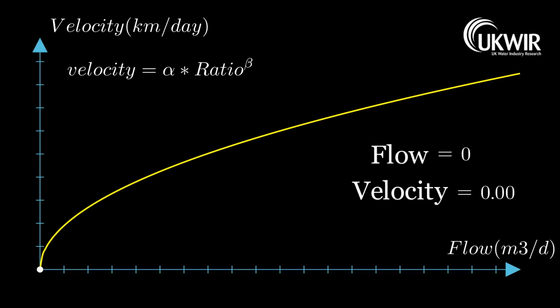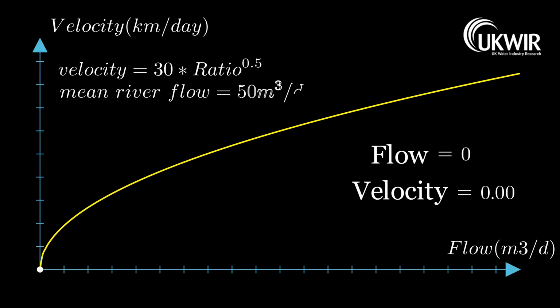Typical values or default values for alpha and beta are 30 kilometers per day and 0.5, although these default values are generally not used in models. If we have a mean river flow, for example, of 50 cubic meters per day, the equation will look as it does on the screen. As you can see, when the flow is 50, the velocity equals the mean velocity 30.